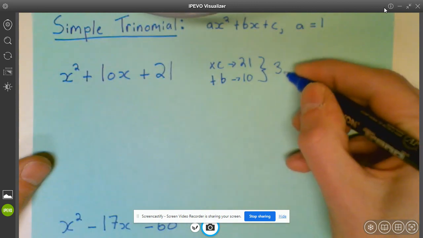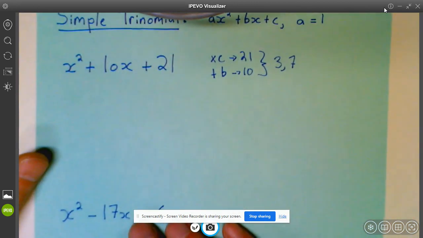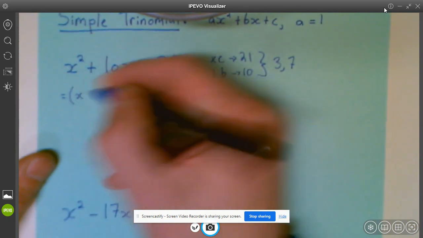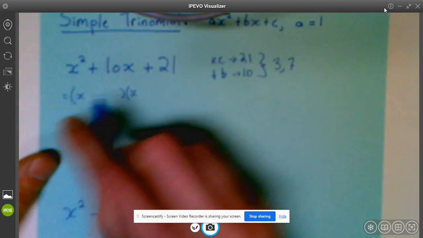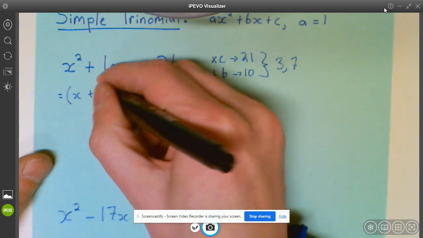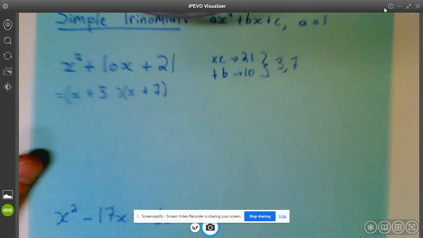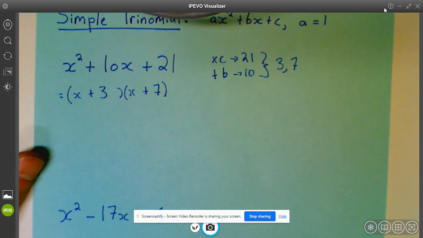And once I can find those numbers, in this case 3 times 7 is 21, 3 plus 7 is 10, I can just stick those in my 2 brackets. So I'm going to start with x and x whenever I'm doing a simple trinomial, and I'm just going to put in my 2 numbers, positive 3 and positive 7, and then I'm done. I've fully factored this simple trinomial.